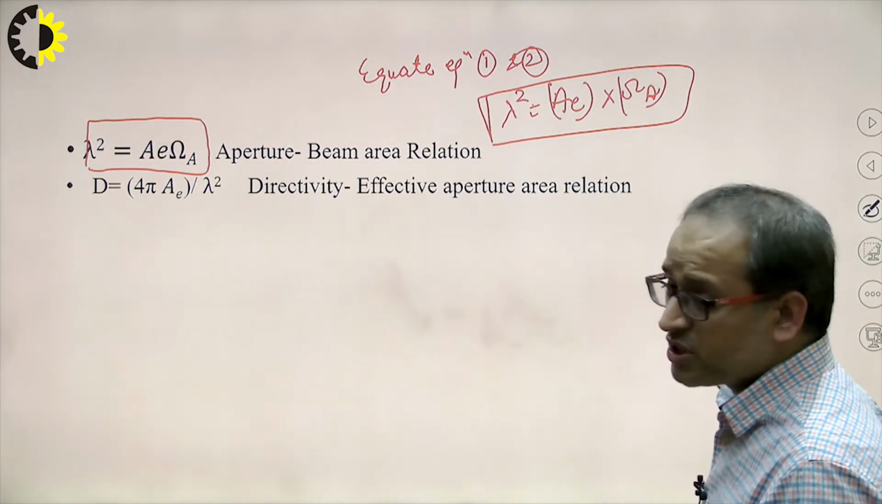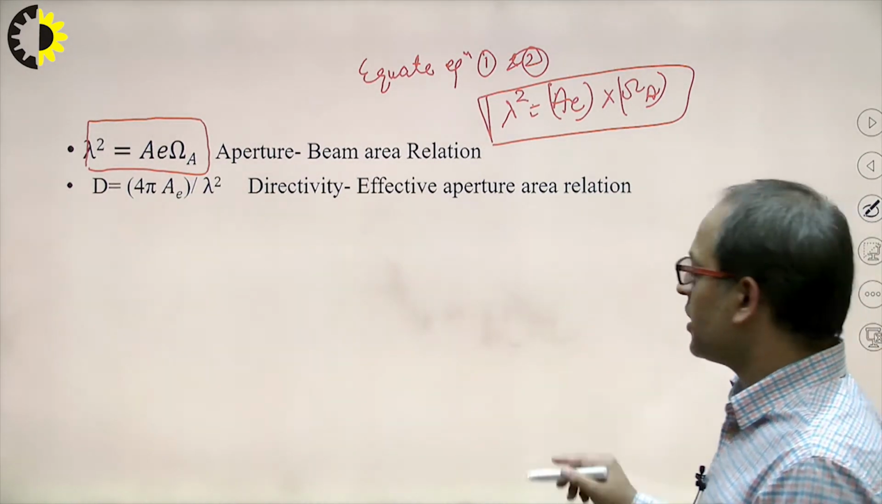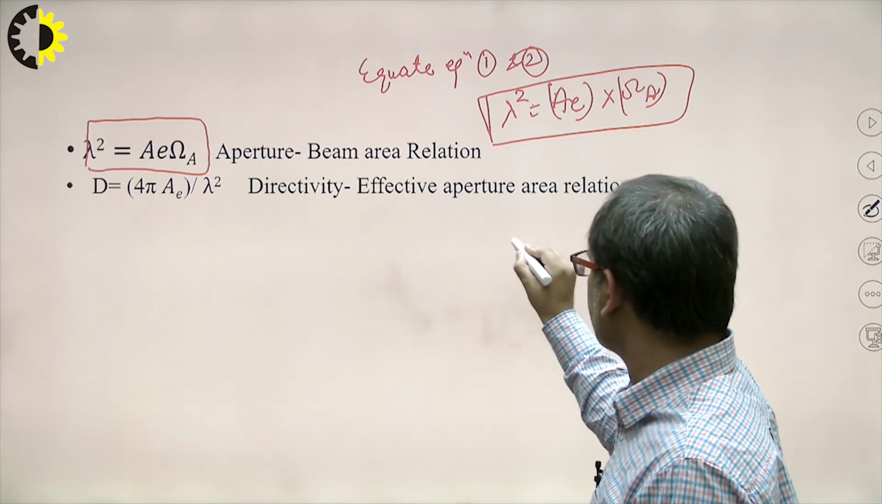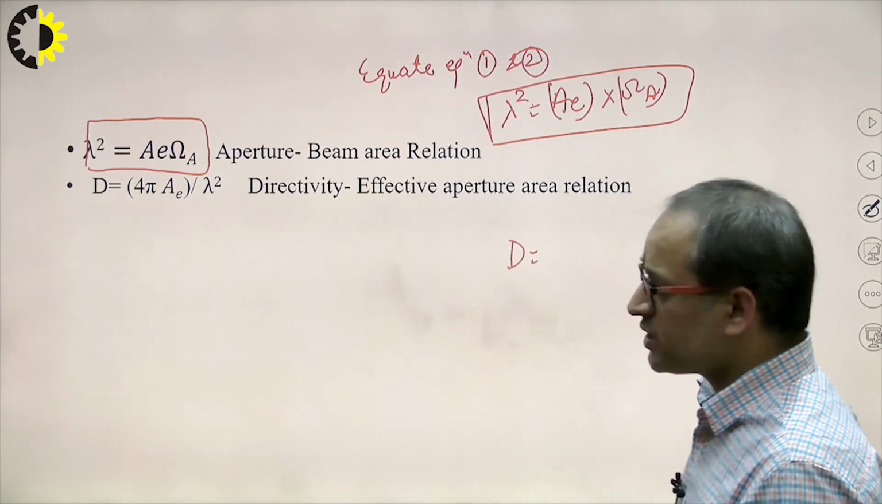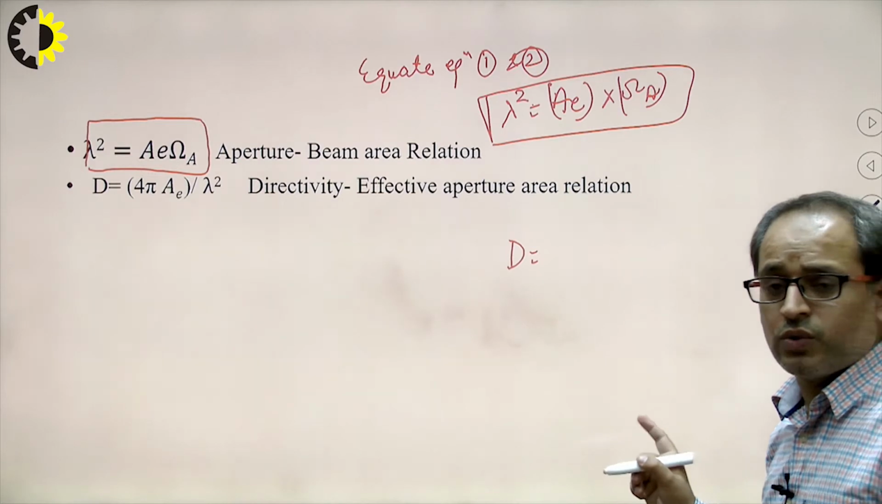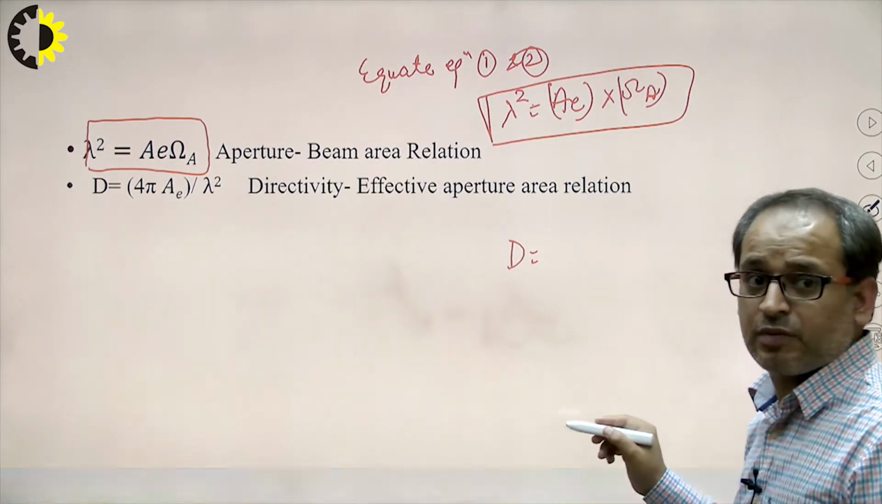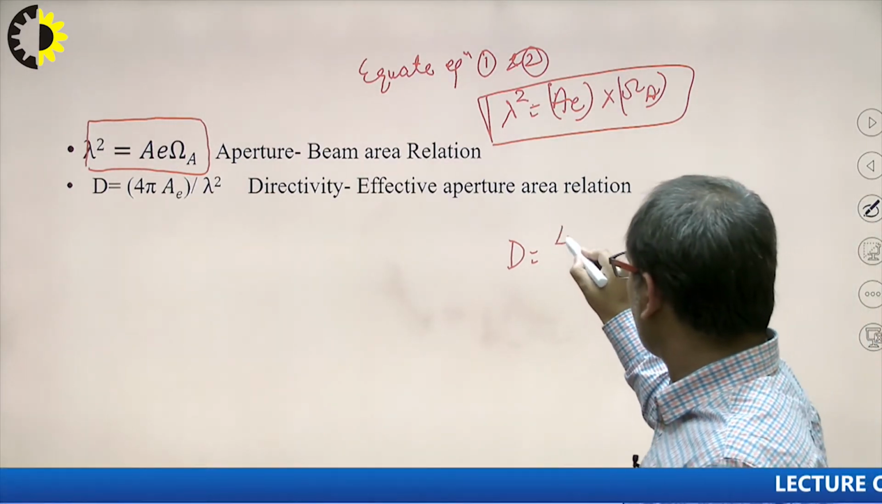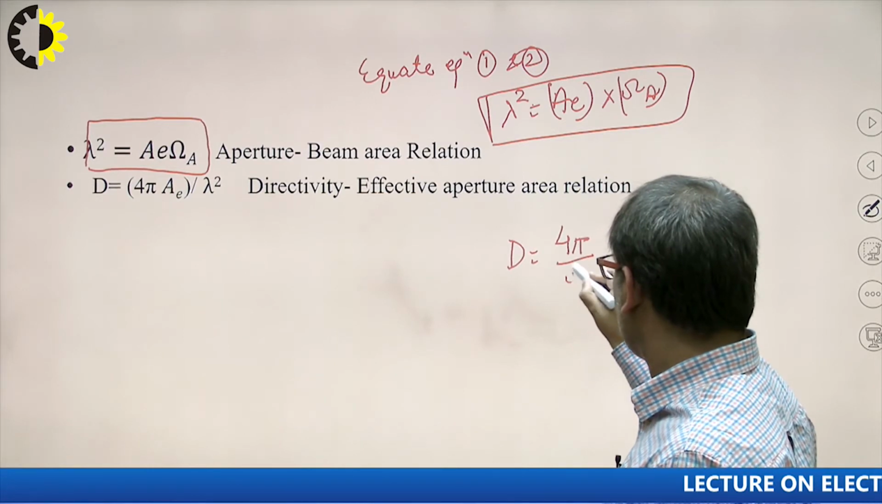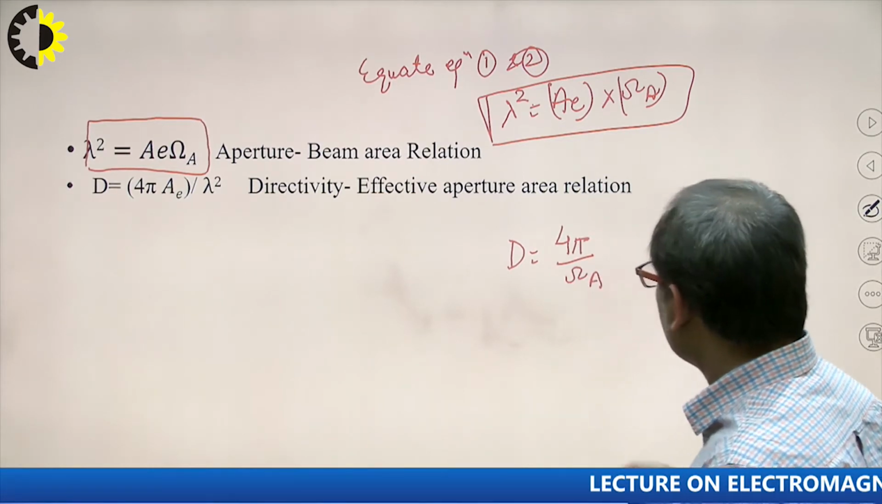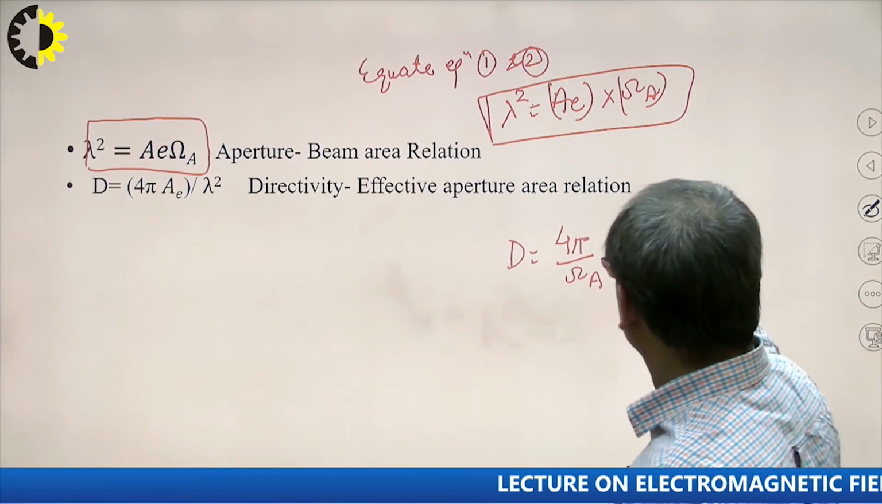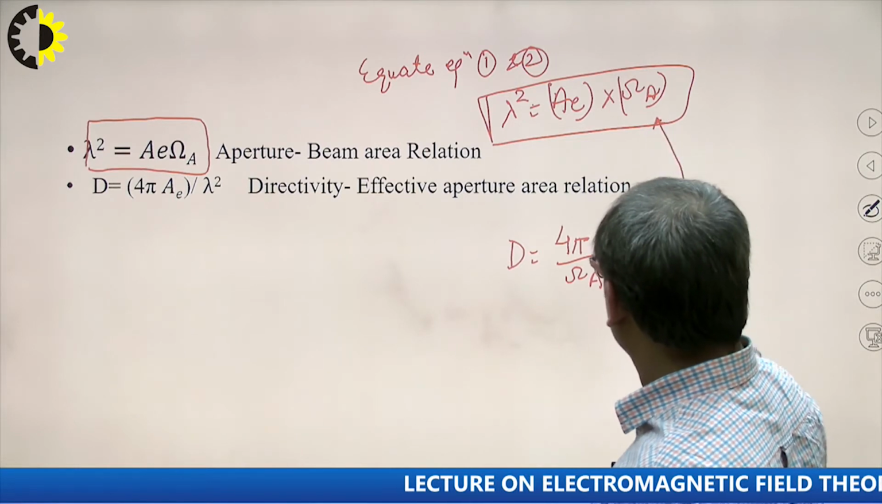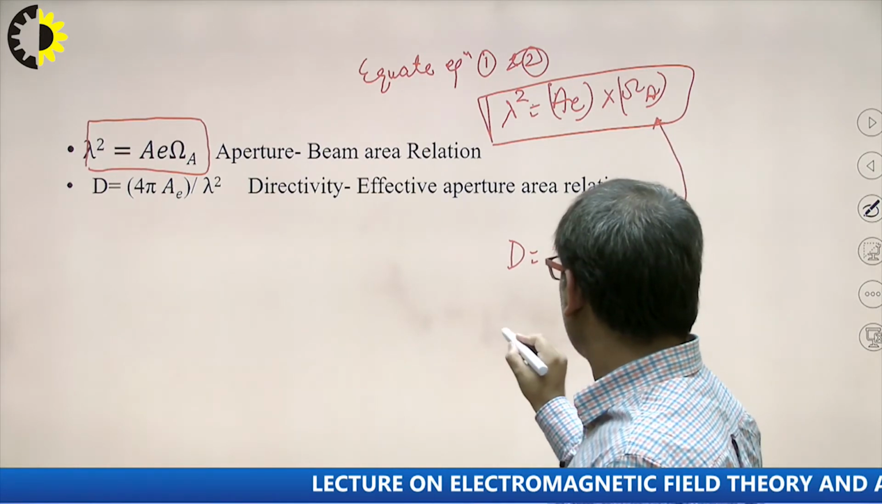there is a relationship between the directivity and the beam area. What is the relationship between the directivity and the beam area? In the last lecture I already told you the relation between the directivity and the beam area. Directivity is equal to 4 pi upon beam area. Clear? Now just put this value here.